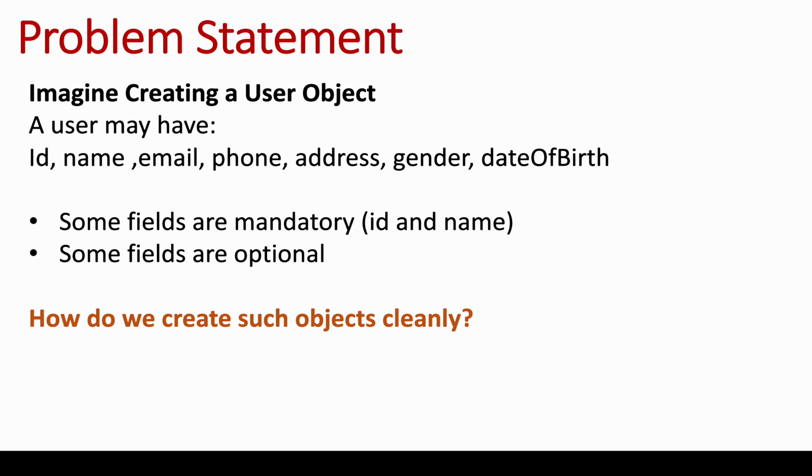This is the problem statement. Imagine we have to create a user object. A user may have ID, name, email, phone, address, gender, DOB. Some fields are mandatory while some fields are optional. The problem is, how do we create such objects cleanly? For this example, I have kept ID and name as mandatory while the rest of the fields are optional.